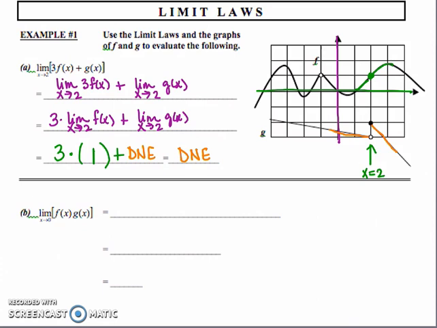In example B, we have the limit as x approaches 0 of f of x times g of x. Well, we know that the limit of a product is equal to the product of the limits. So that's the first law that we're going to use, and we're going to rewrite this as the limit as x approaches 0 of f of x times the limit as x approaches 0 of g of x. And now we can look at our graph.